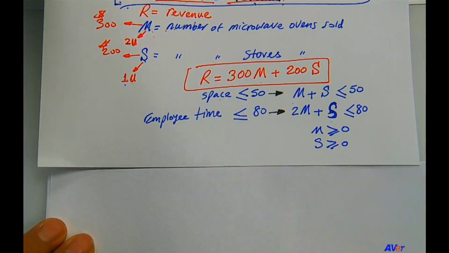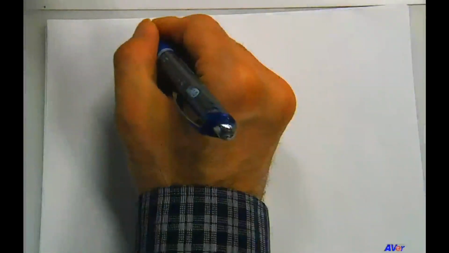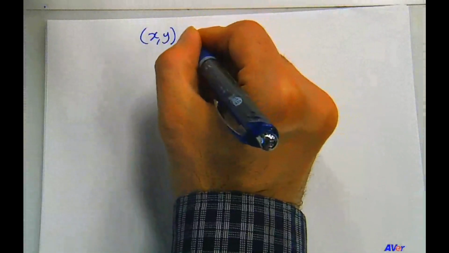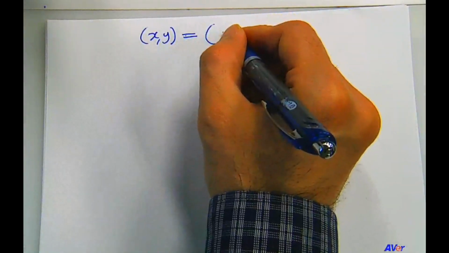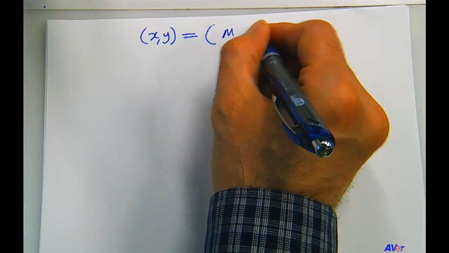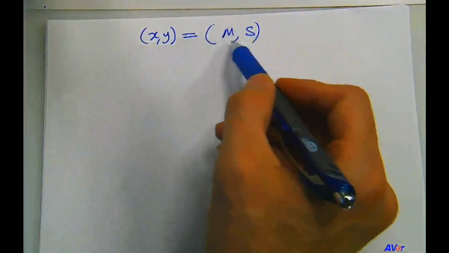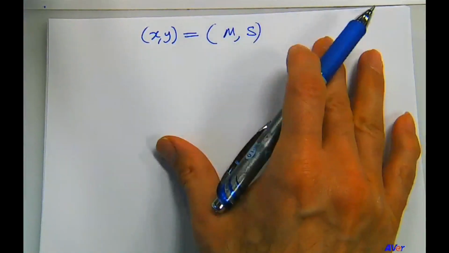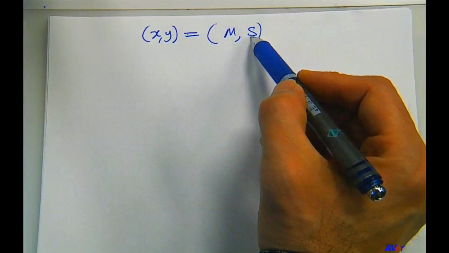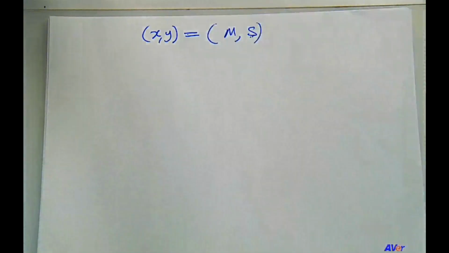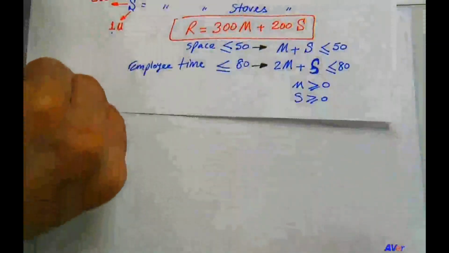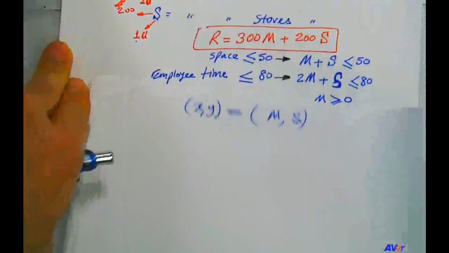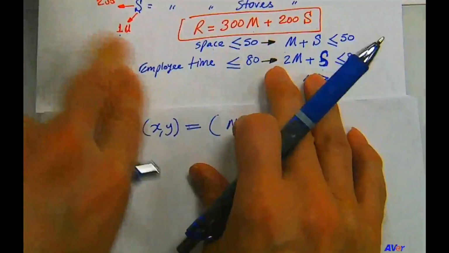So what I'm going to do is simply say, instead of x comma y, that is equal to m comma s. So our x-axis is going to be represented by the variable m, and our y-axis is going to be represented by the variable s. Knowing that, we're going to graph each of these constraint inequalities.